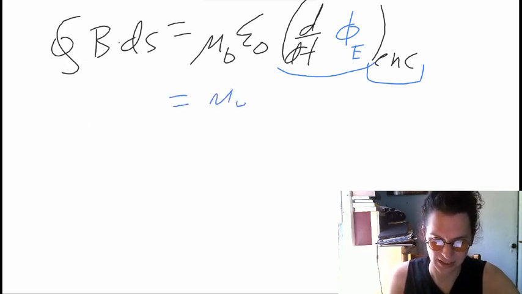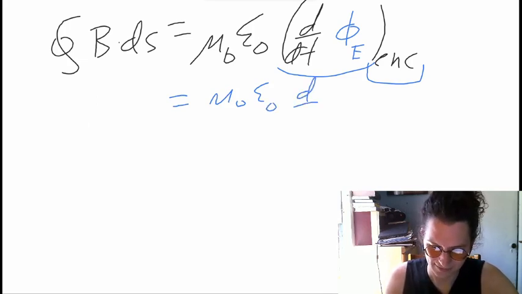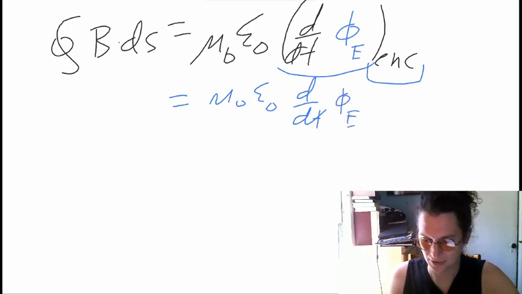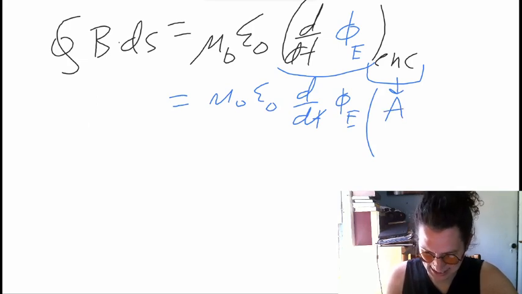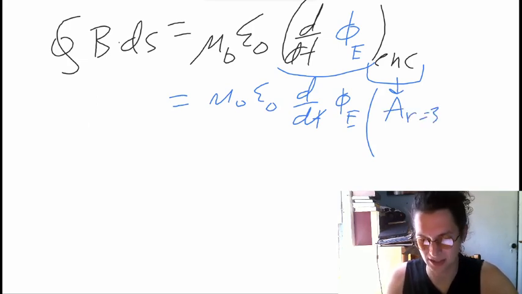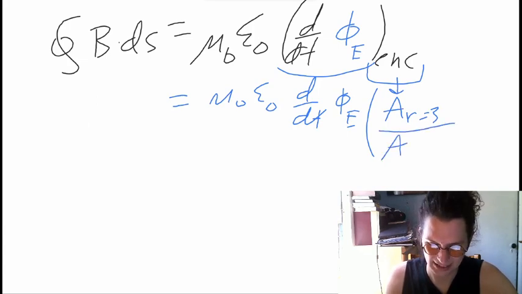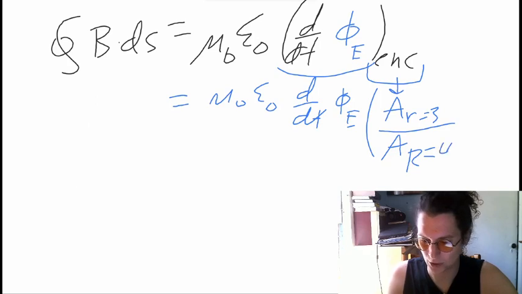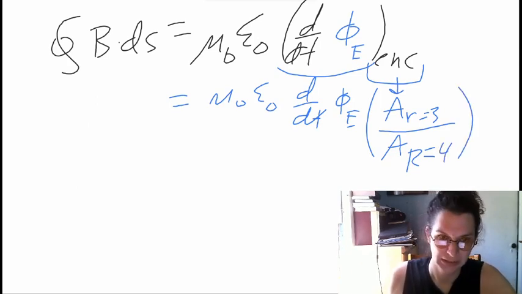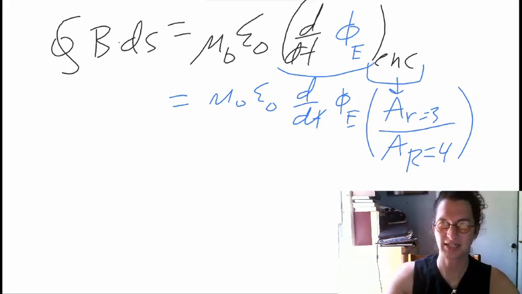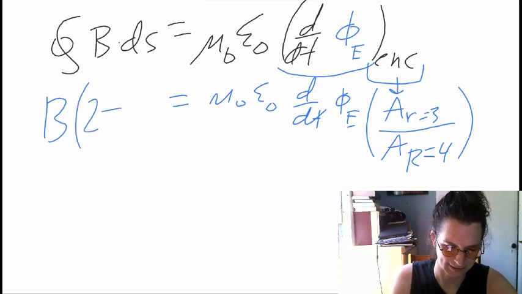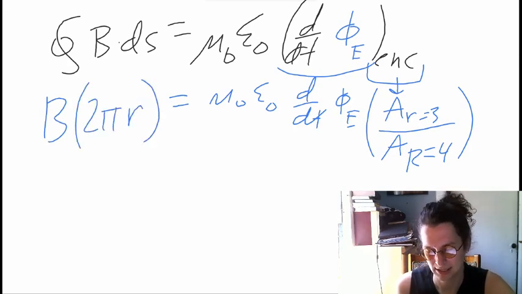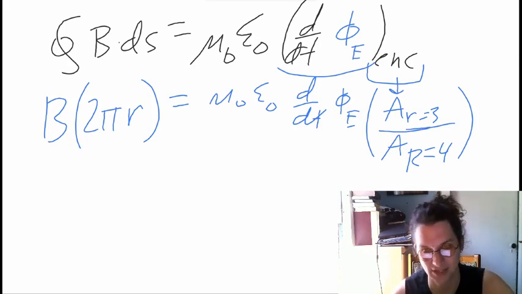So on the right-hand side, I'll have mu naught epsilon naught times the rate of change of the electric flux. And the way that I'm going to account for the enclosed nature is that I'll have the area at, for mine, r equals 3 centimeters, so it'll be pi r squared there, over the area of the entire thing, so it would be your big R, which for me is 4 centimeters, another pi R squared. On the left-hand side, we have the B dot ds. As I mentioned, that's typically just going to be the distance around, so that will be B times 2 pi r, and r is, again, this little r at 3 centimeters.